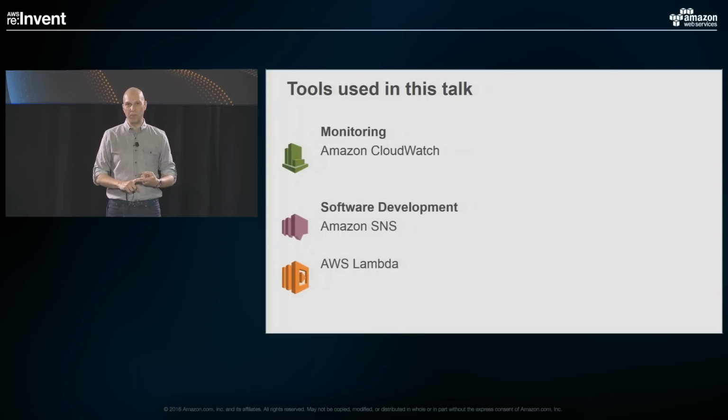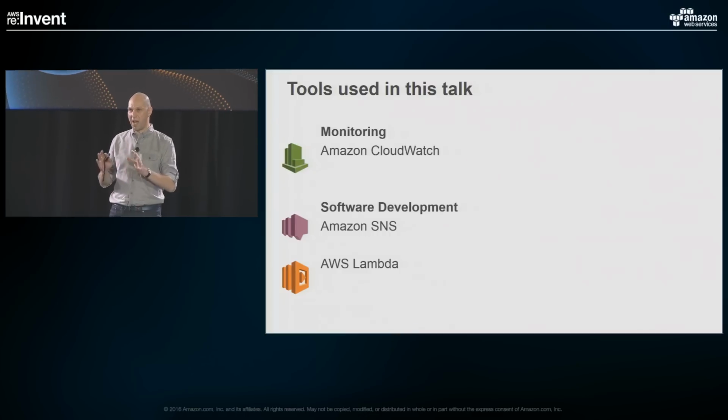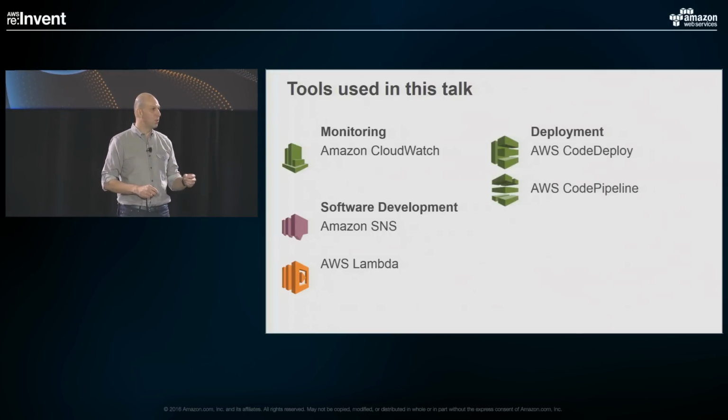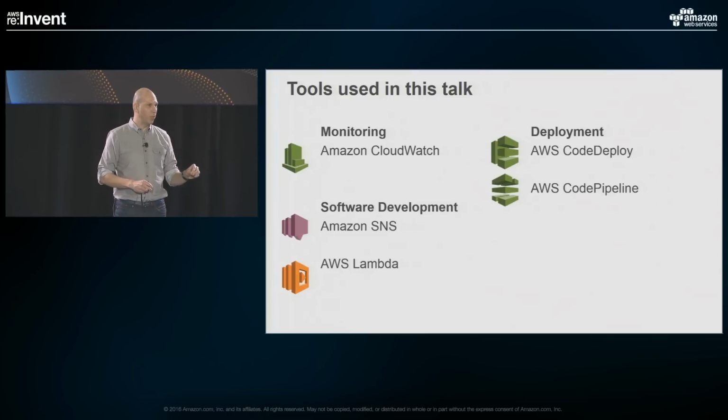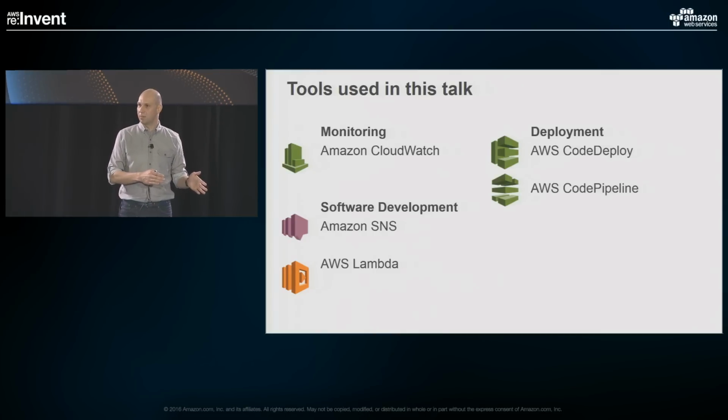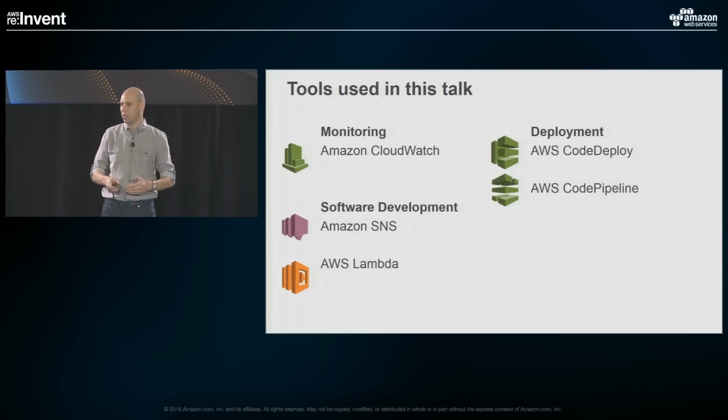We're going to use software development tools to extend the behavior of our continuous delivery process. We're going to use SNS to emit events from our pipeline, and we're going to use Lambda functions to change the behavior of our pipeline. And we're going to use deployment tools to get bits to boxes. AWS CodeDeploy is a deployment engine that deploys code to EC2 instances. AWS Code Pipeline is a hosted pipeline tool that orchestrates your release management.